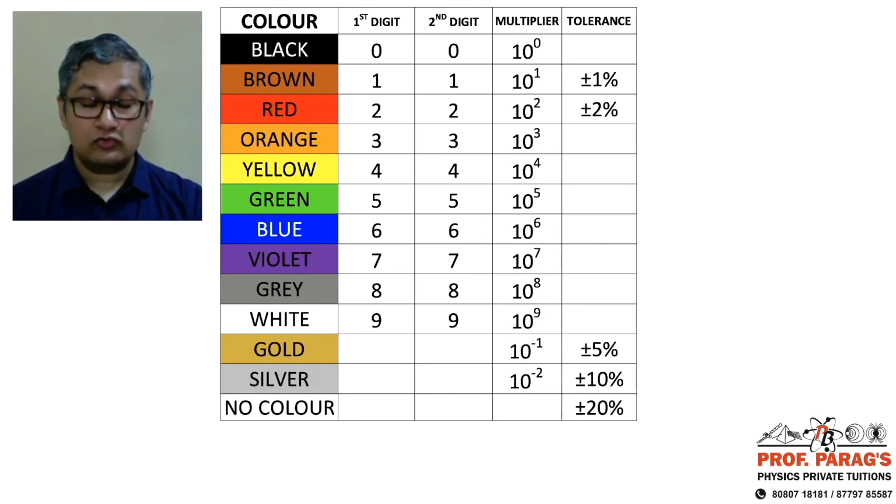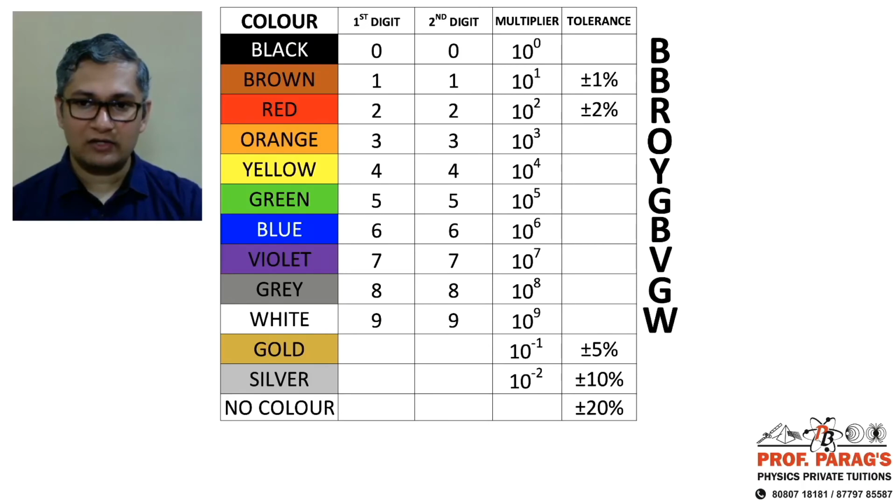Okay, so to remember the sequence, there is a very common mnemonic. What do we mean by mnemonic? Mnemonic means something which can help you to memorize. It's a statement which can help you memorize something else. So what is the mnemonic going to be? We will just use the first letter for each color: B for black, B for brown, R for red, O for orange, Y for yellow, G for green, B for blue, V for violet, gray, white, gold, silver, and N for no color.